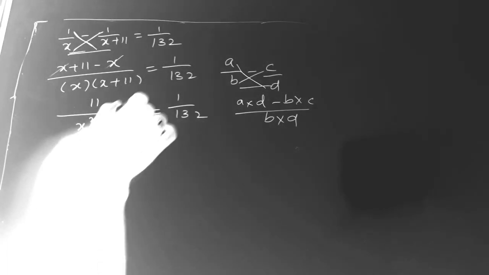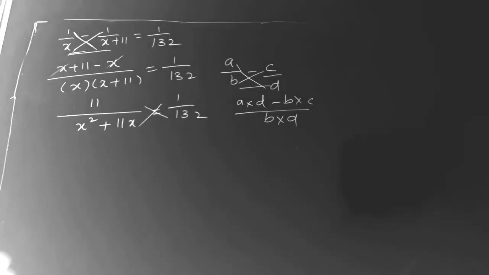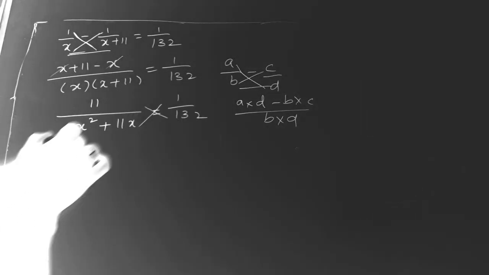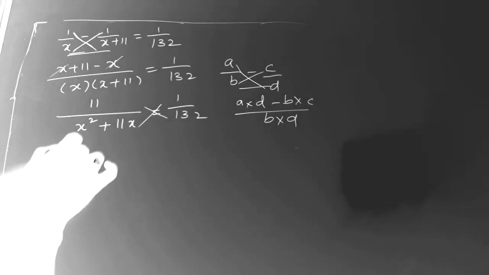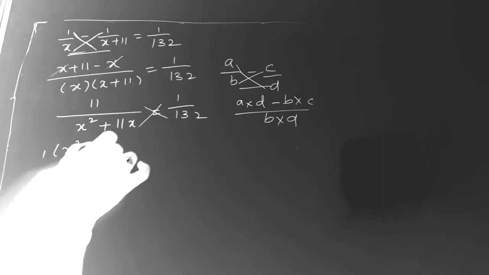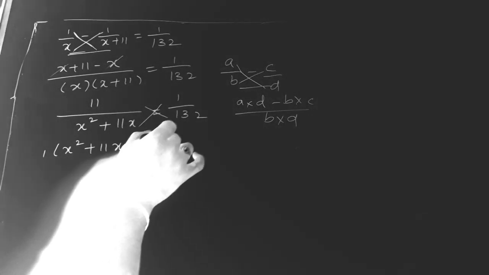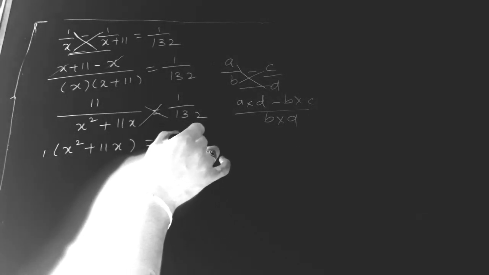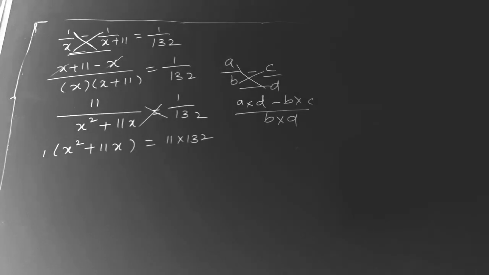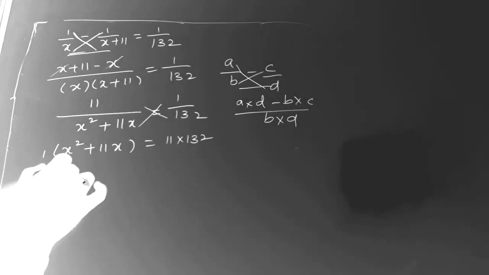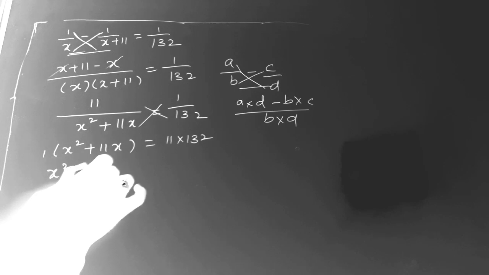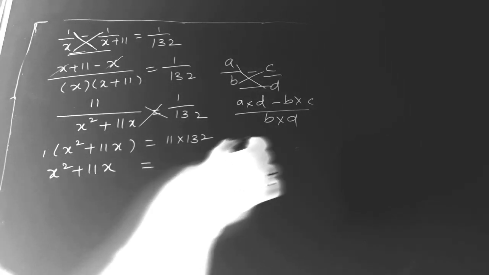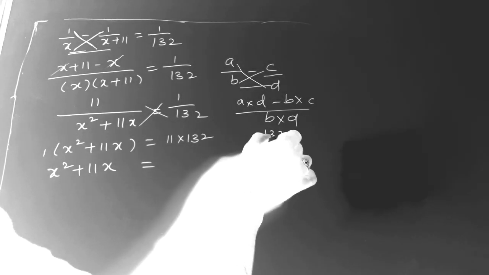Okay. Now again you do cross multiplication. So 1 into x square plus 11x is equal to 11 into 132. This is x square plus 11x. Here 132 into 11.